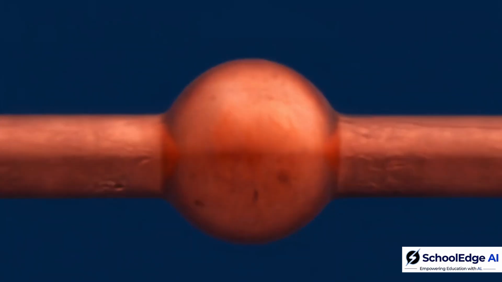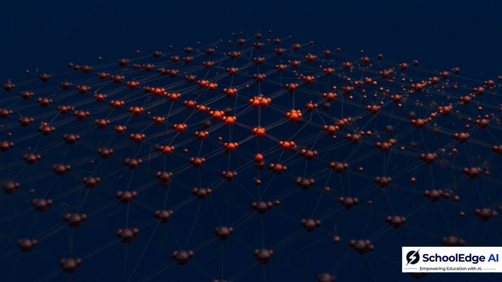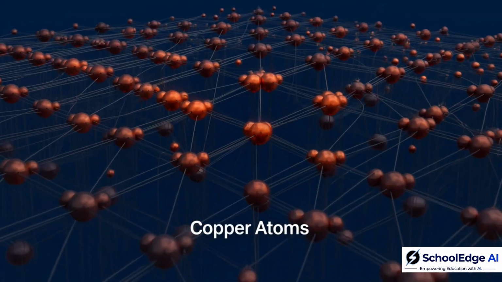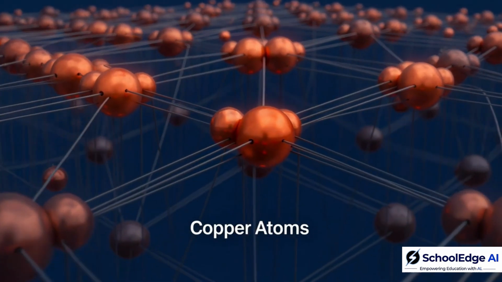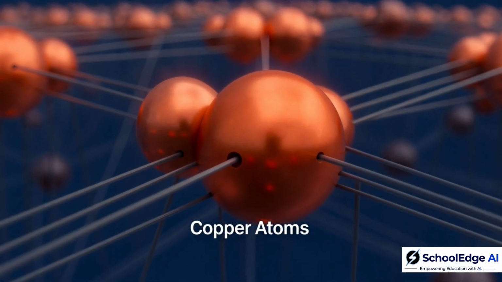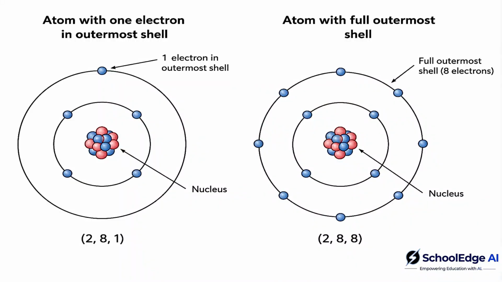Let's go smaller. Much smaller. Inside copper, there are tiny particles. What could be inside them? Look carefully at these atoms. They are not exactly the same. Do you notice something different? Why might that matter?